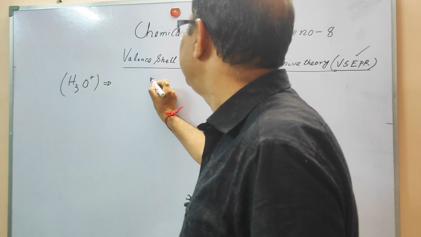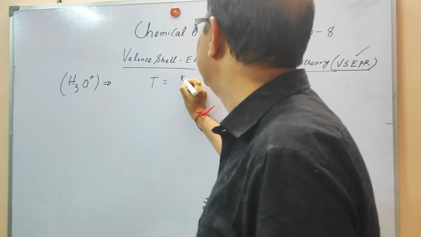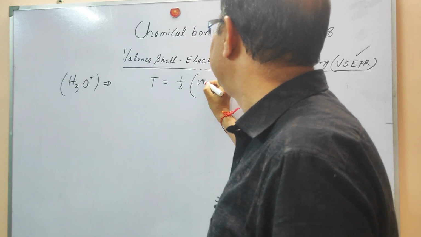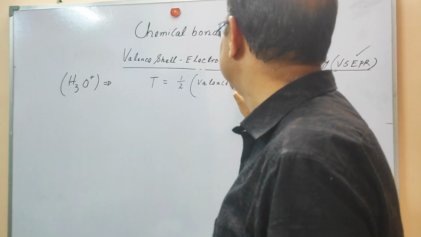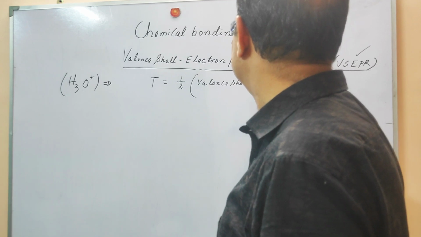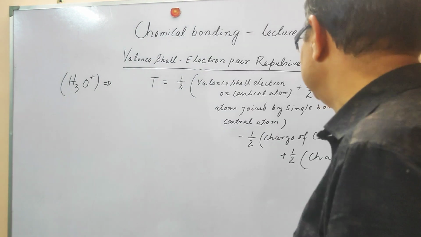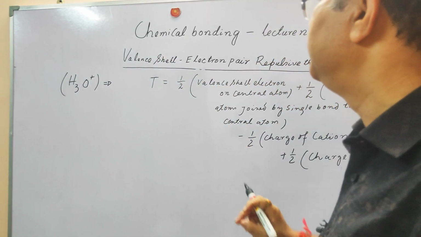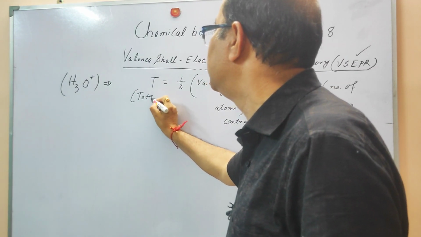For that, you have to know the total electrons. T is the total electrons, and we can calculate it from this formula: half into... This is the formula to find out the total electrons. T is basically the total electrons.